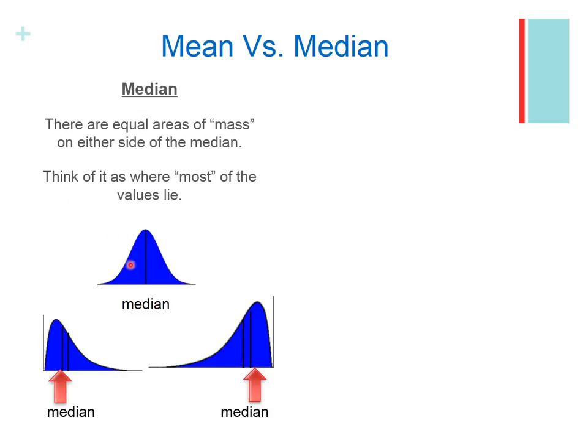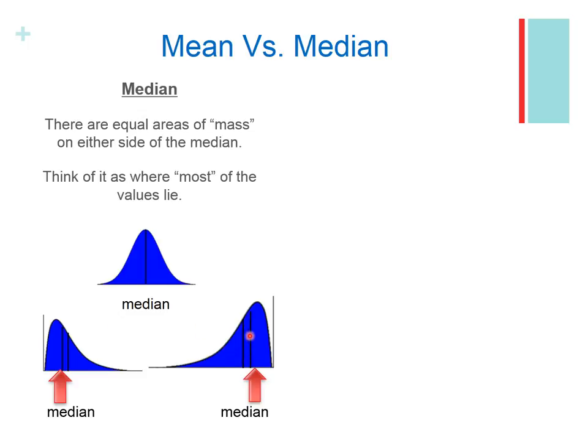All right. If it's not perfectly symmetrical and you have a graph that's skewed to the right or skewed to the left, think about your median as where most of the values lie. Remember, your median is always going to be where most of your values lie. The mean is going to be pulled more towards the tail. So if we take a look at our median right here, the area to the left of here is going to be 50%. The area to the right of here is going to be 50%.